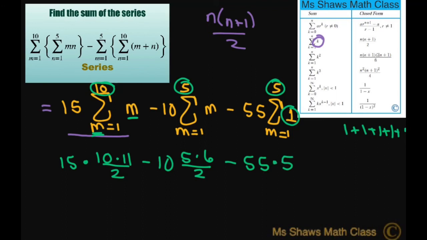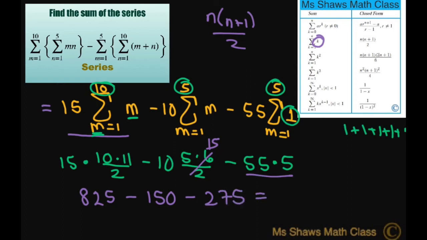All right, this is going to end up being 825. This one is going to be 15 times 10 is 150. And this is going to be 275. So our sum is 400.